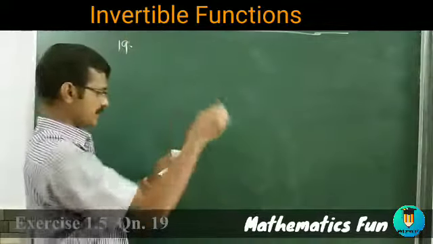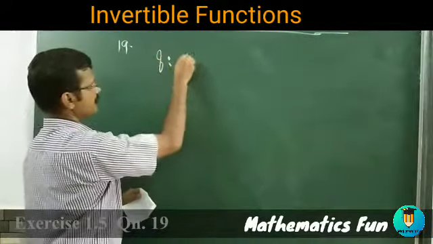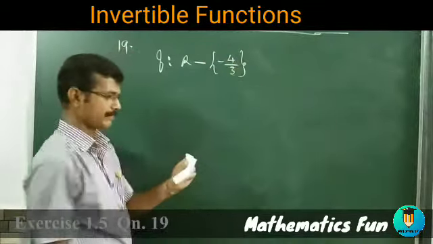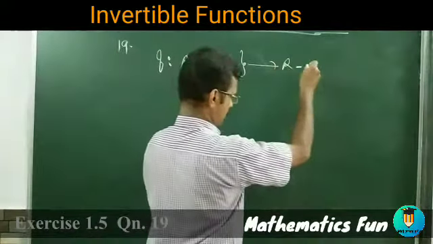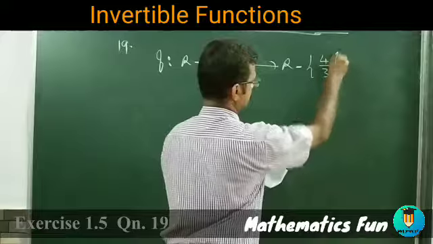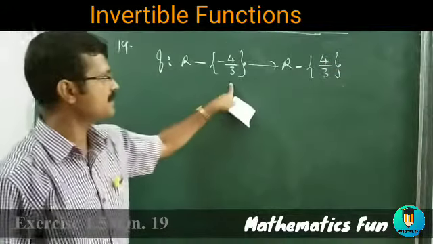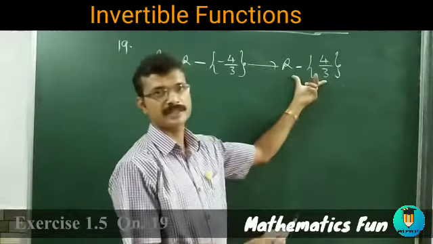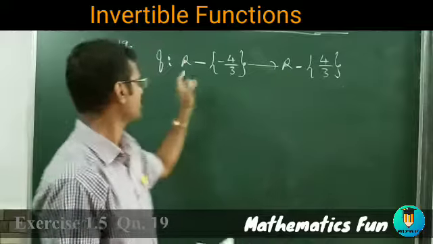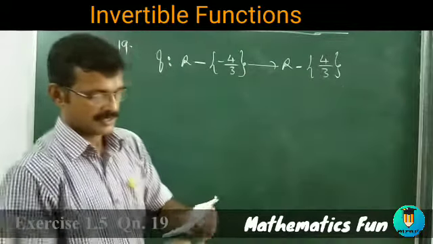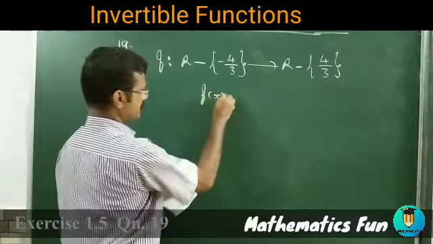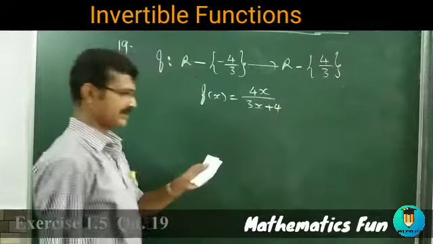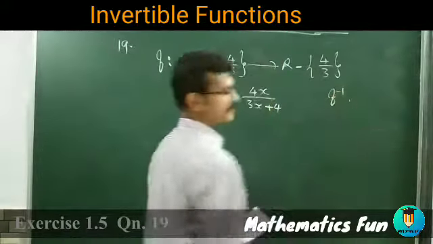Question number 19. Here the function f is defined from R minus 4 by 3 to R minus 4 by 3. The function is defined from this set to this set. If you come across this question 19, I think there is some error in the book, so this is the corrected form. Okay, fx is given as 4x by 3x plus 4. We have to find f inverse.